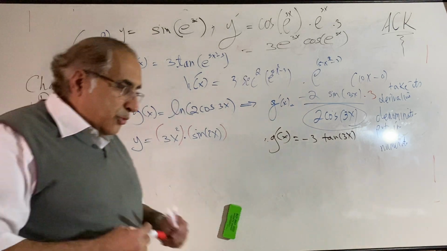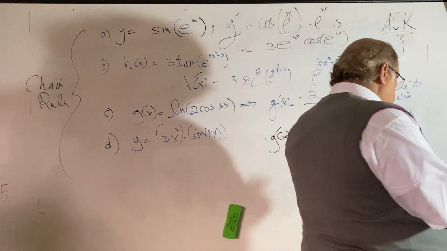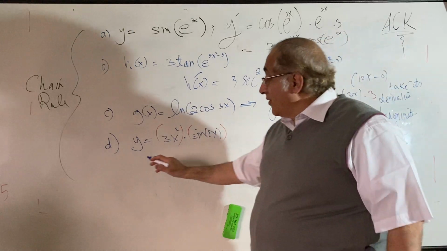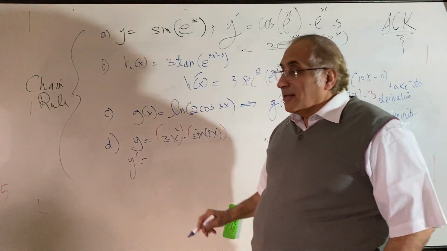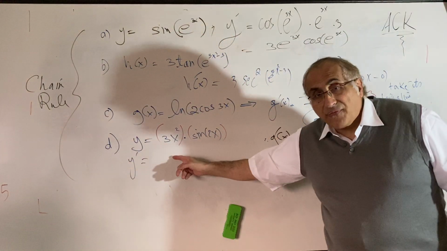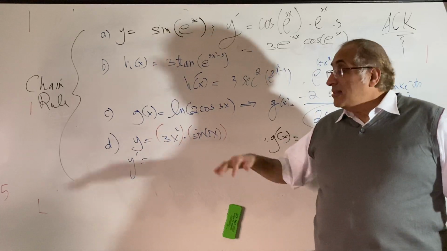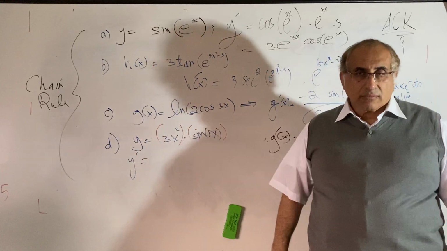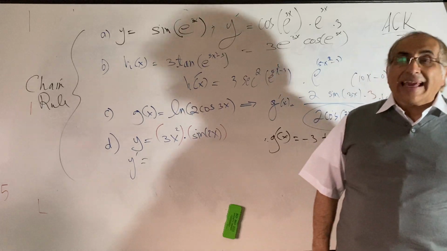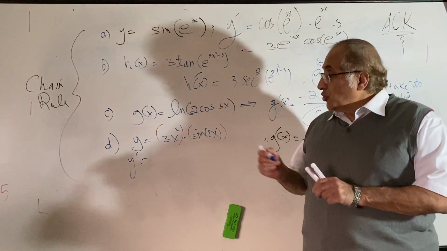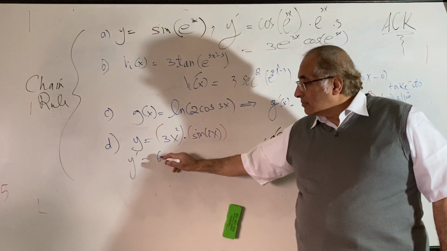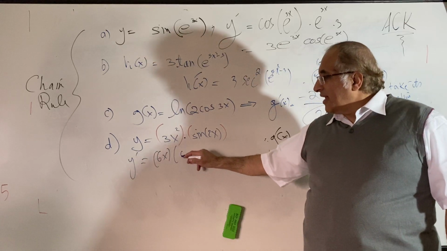So who remembers how we do the product rule? The product rule. Look at this sum. Derivative of the first times the second plus derivative of the second times the first. If your teacher does it differently, it's okay because it's a plus. So what is the derivative of the first? Times the second. Don't touch it.